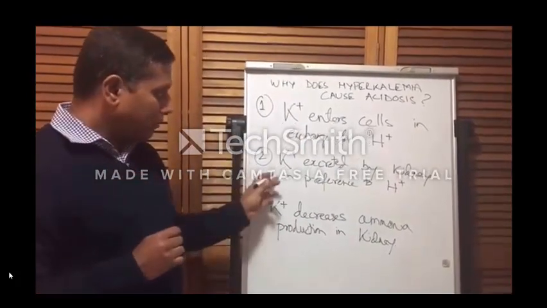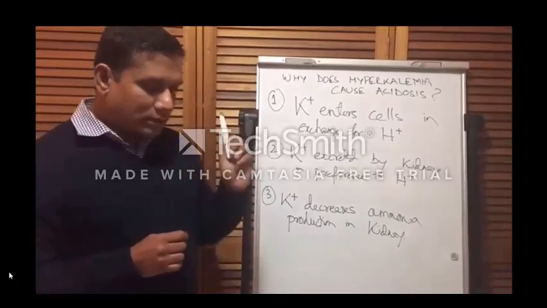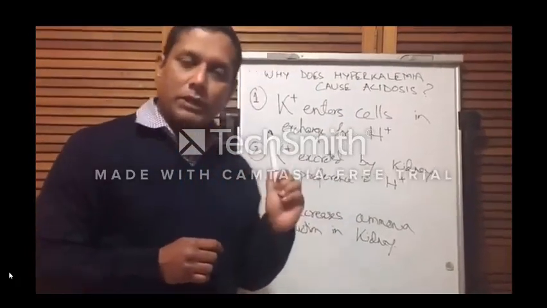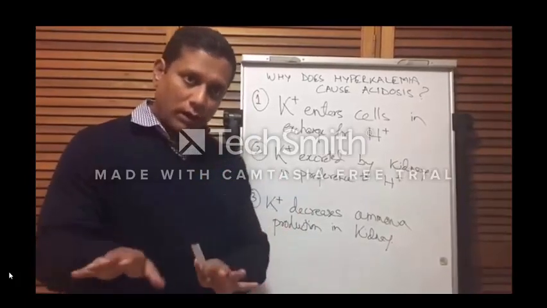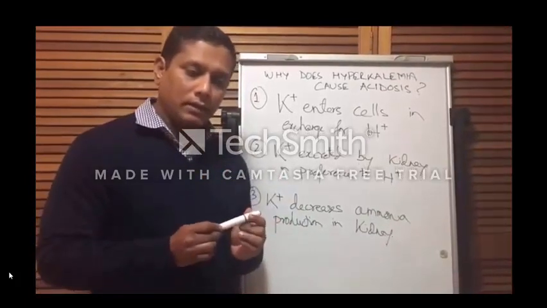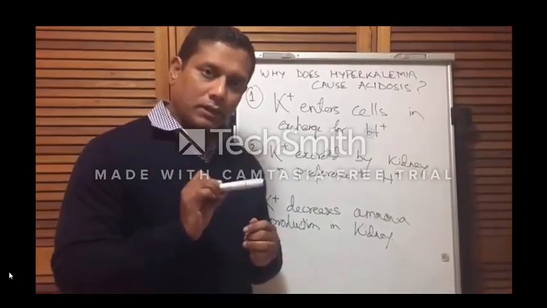The second mechanism is, I think, the main mechanism for excretion of potassium by the body. I think it is mainly under the influence of aldosterone, which happens in the collecting duct in the kidney. So let's just remind ourselves.